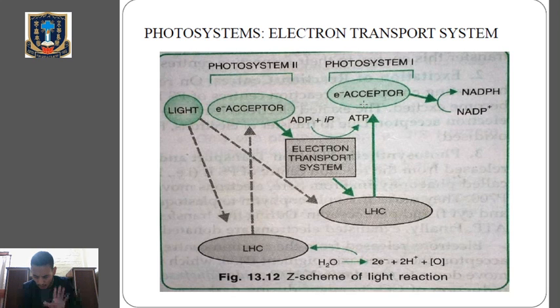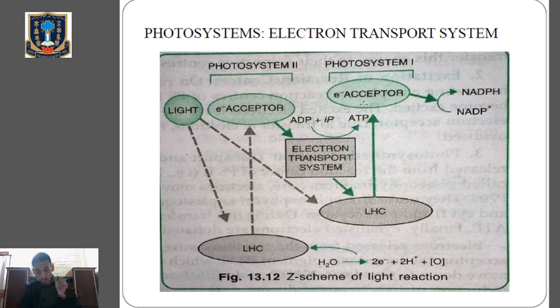Clear? The electrons emitted by P680. Now I am telling you P680. Remember, P680 means the reaction center of photosystem 2. Why are we calling it P680? Because it will absorb light having the wavelength 680 nanometer.